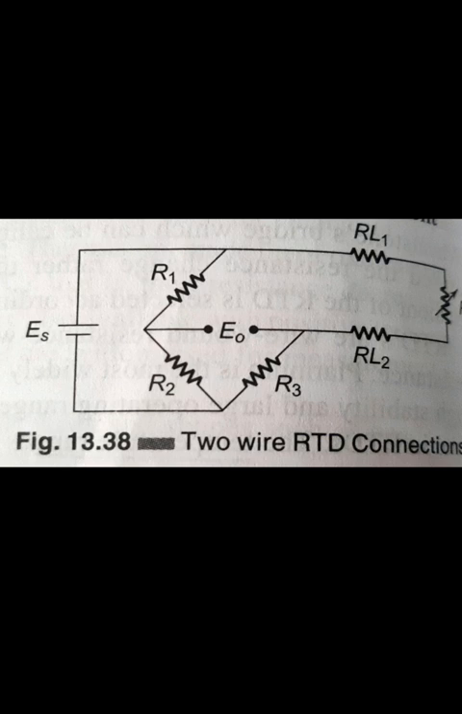The principle of the RTD is that the resistance of the conductor changes when the temperature is changed. Almost all metals have a positive temperature coefficient of resistance. So the resistance increases as the temperature increases.